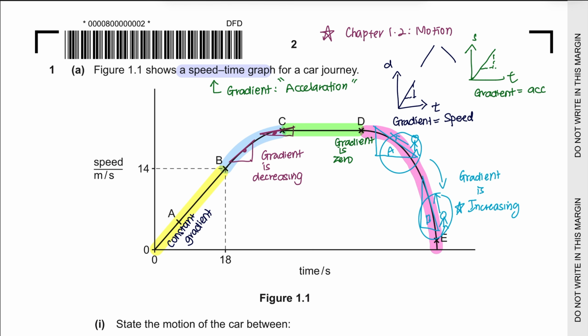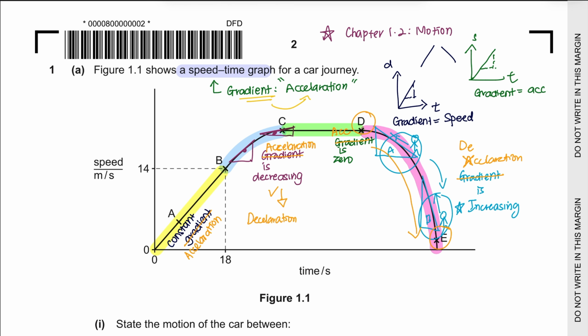And as I mentioned previously, your gradient represents acceleration. So A to B is constant gradient. Gradient is acceleration. So A to B is constant acceleration. B to C, acceleration is decreasing, in other words, deceleration. C to D, gradient is 0, so acceleration is 0. D to E, your gradient is increasing. That means your acceleration is increasing. But because your speed is decreasing from D to E, we don't say it as acceleration. We say your deceleration is increasing.